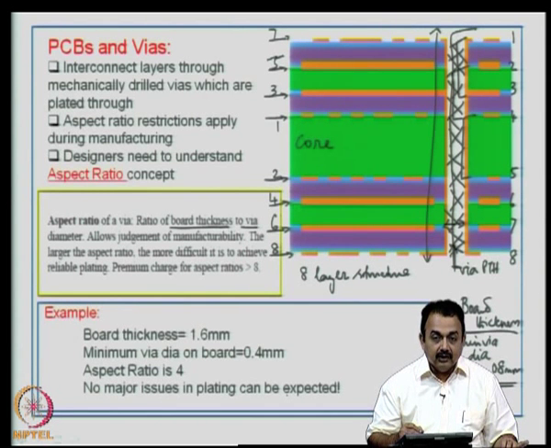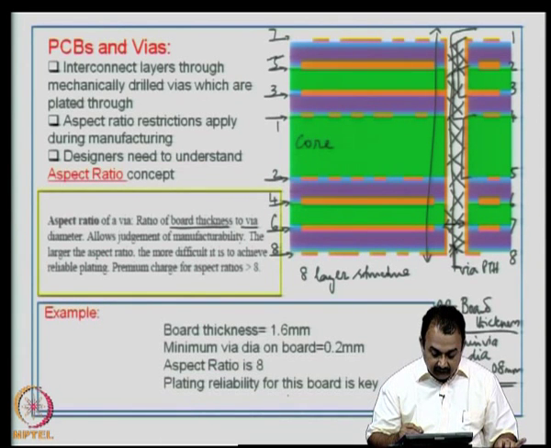Plating on this hole can be achieved fairly well with the current technologies. If you take another example where the board thickness is 1.6 mm, but the diameter of the vias is 0.2 mm, with 0.2 mm mechanically drilled vias the aspect ratio has increased to 8. It is going to be very difficult to achieve very high reliability for these kinds of boards.